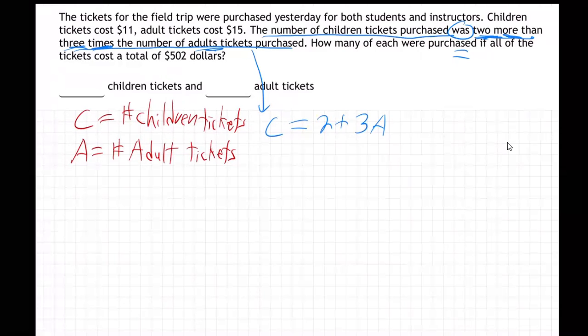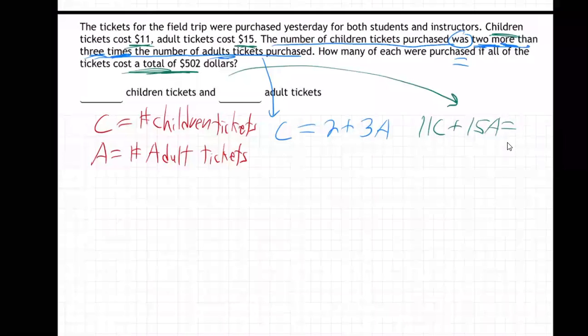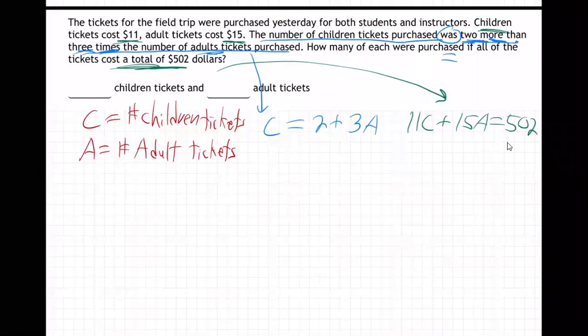What's the second equation? The total cost is $502. How can we do that? Well, the children tickets are $11 each, so 11 times C. The adult tickets are 15 each, 15 times A equals the $502 price tag. Does that make sense? That second equation? Because however many children tickets you bought times $11 for each ticket, plus however many adult tickets you bought times $15 for each adult ticket, adds up to be the $502. That's the second equation.